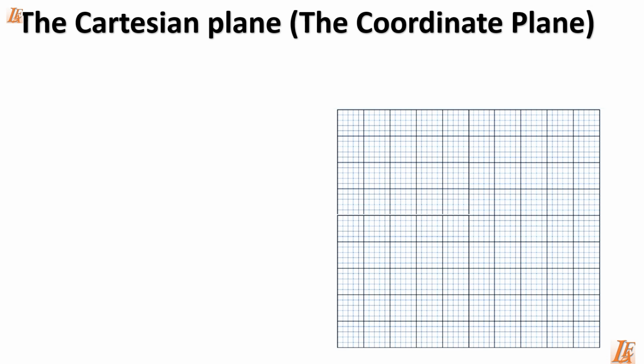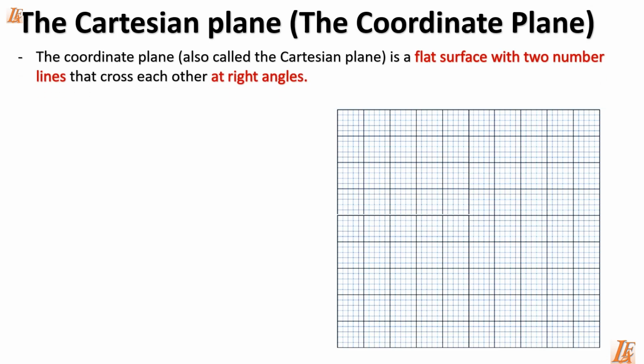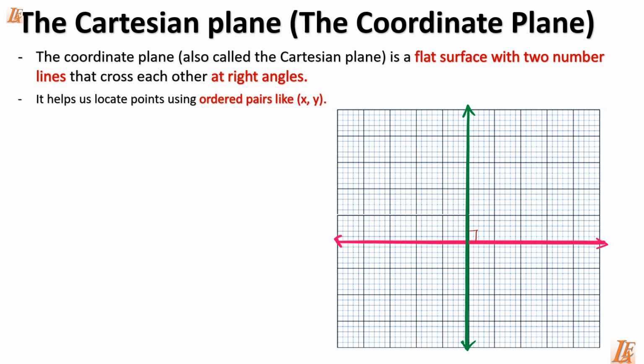Now, before we look at how to locate and plot points on a Cartesian plane, first let's look at what a Cartesian plane is. A Cartesian plane, sometimes we call it a coordinate plane, is a flat surface with two number lines that cross each other at a right angle like this. When you have two number lines crossing each other at a right angle, that is 90 degrees, then we call it a Cartesian plane. And this Cartesian plane helps us to locate points using ordered pairs.